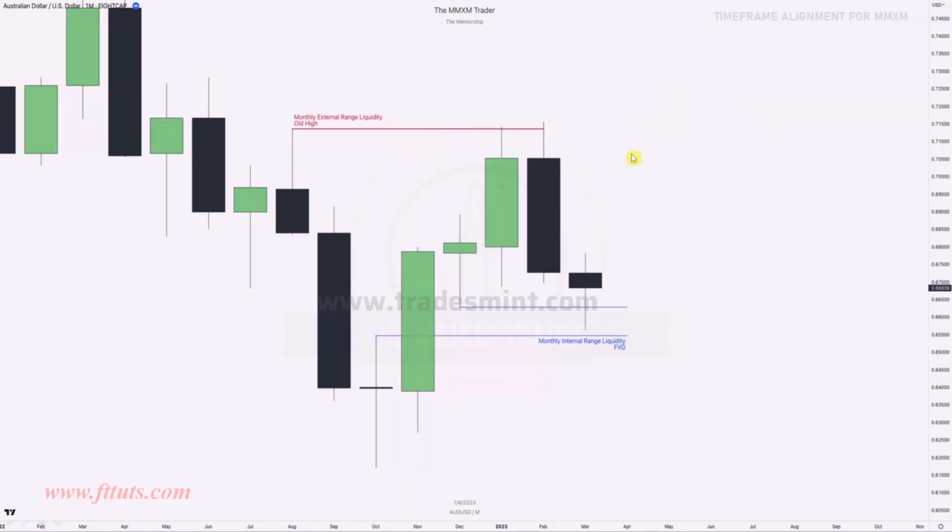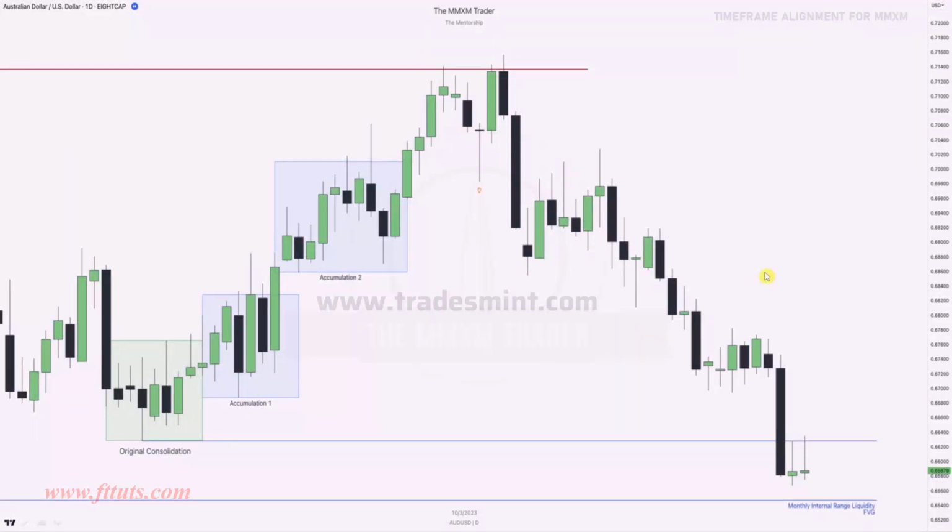All right, so we've got an Australian US dollar monthly chart, and again, keep thinking about the core concepts, right? External to internal range with order pairing. So we've hit that external range liquidity. So what is the draw on liquidity afterwards? We want to go to an internal range, right? So external to internal. What does that look like on a daily time frame, right?